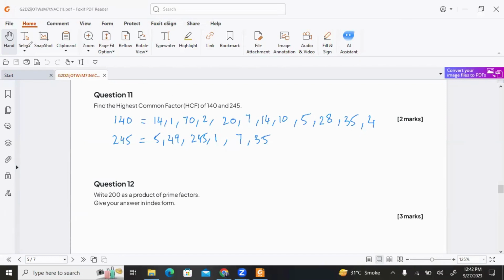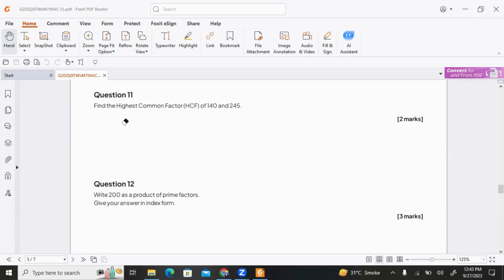Now, if you look at the factors, we can see that the highest common ones are we have a 7, we have a 5, and 35. So for this, what we do is we draw the tree diagram for 140 and we draw the tree diagram for 245.